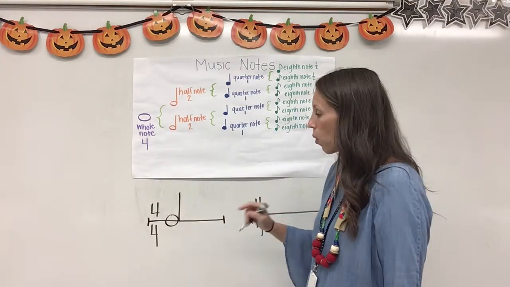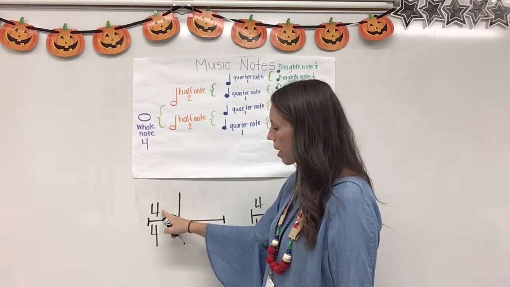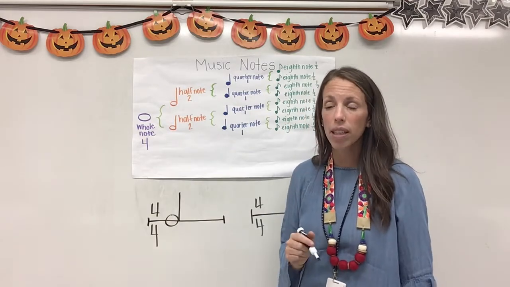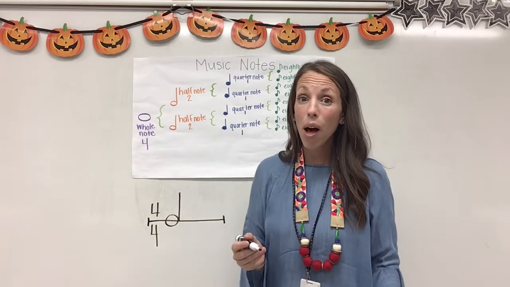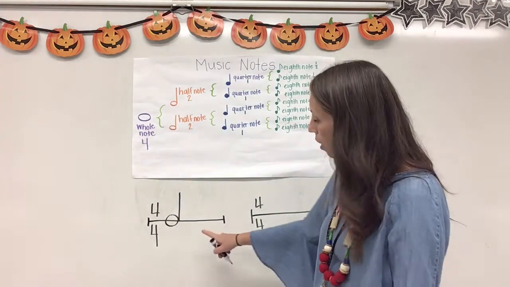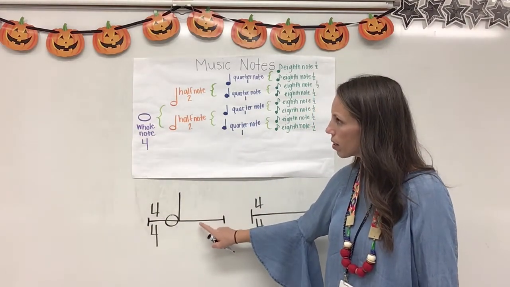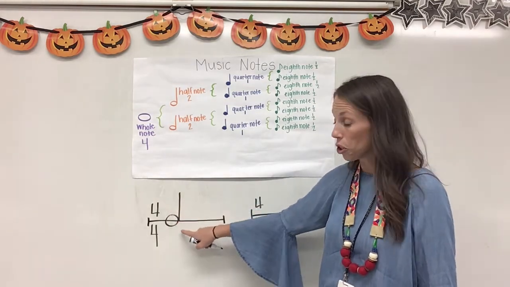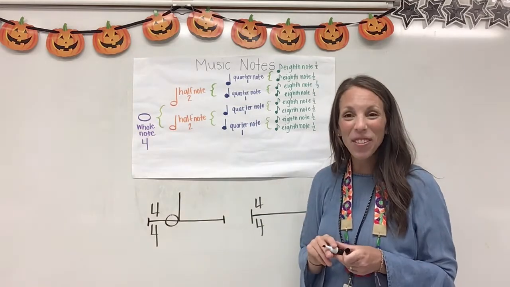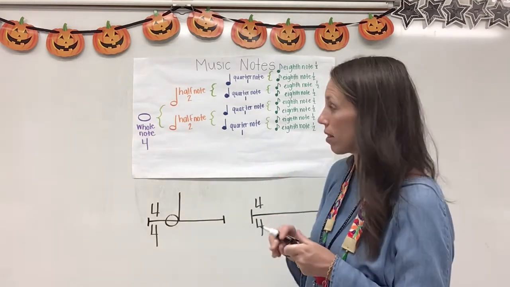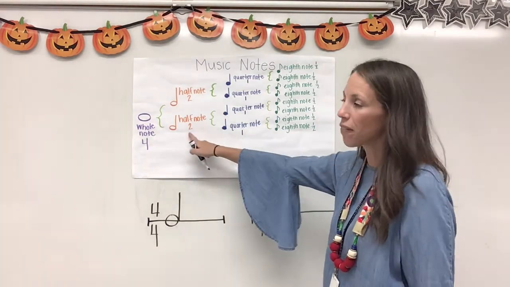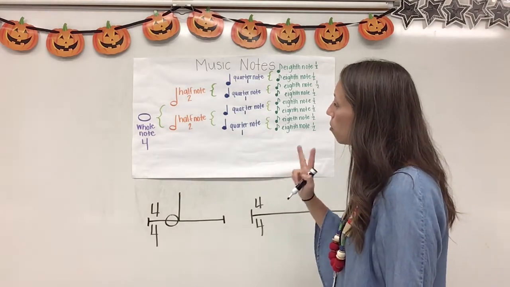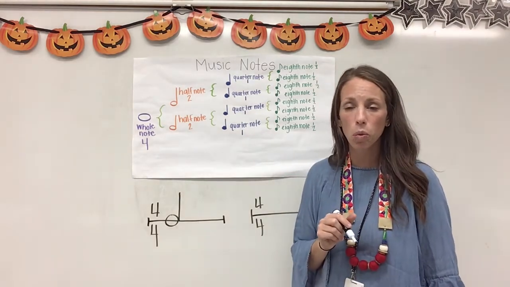Well, if we can only have 4 beats in a measure, and we already have 2 beats in a measure, how many more beats can we add to this measure? 4 minus 2 equals 2. That's correct. We can add 2 more beats. But this time, instead of adding a half note that gets 2 beats, let's add quarter notes. So if we need 2 more beats, how many quarter notes would we need to draw?